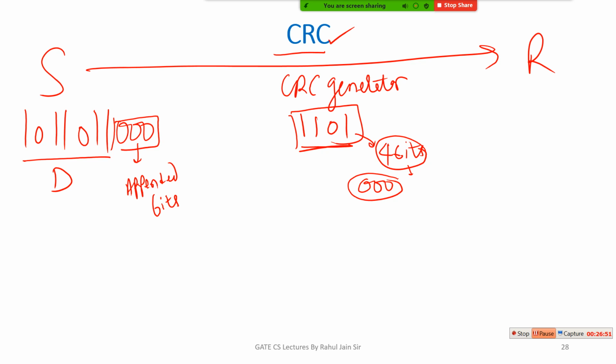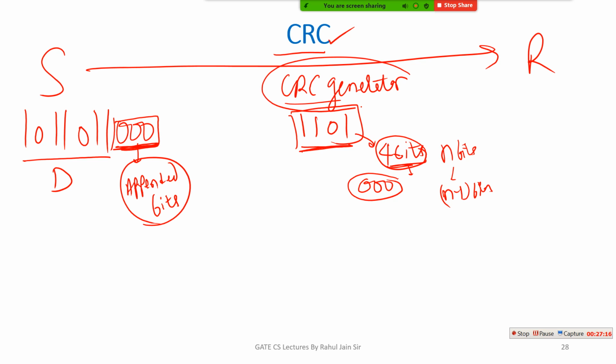If it is n bits, I will use n minus 1 bits as appended bits on the right-hand side of this data. So I added these 3 bits as appended bits. On the place of the appended bits I need to add CRC bits. CRC bits would always be 3 bits. Whatever my appended bits are, I will replace them with the CRC bits.